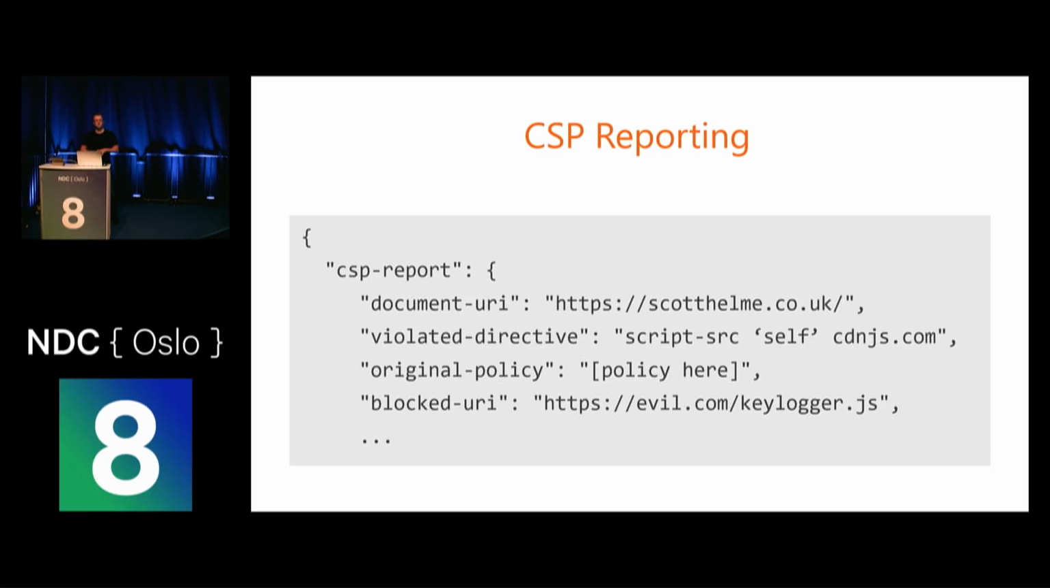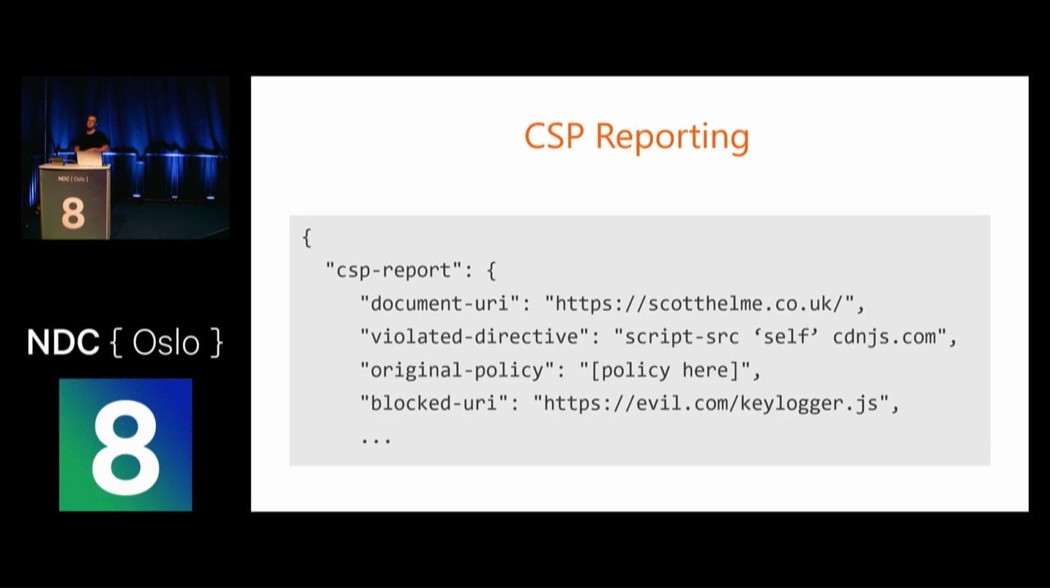So we can see here the document URI. I know this violation occurred on the home page for my website. The violated directive tells me it was a script source, and it provides the snippet of the policy that was violated. The original policy, you always get that, so you can see what the browser was actually taking action on, so you have a reference point.